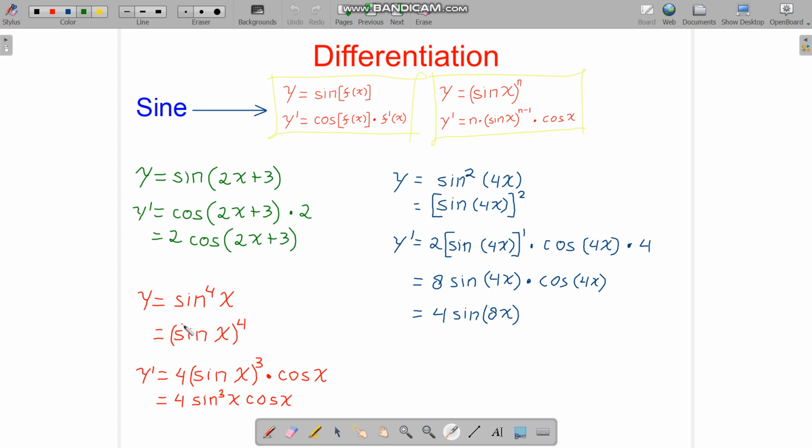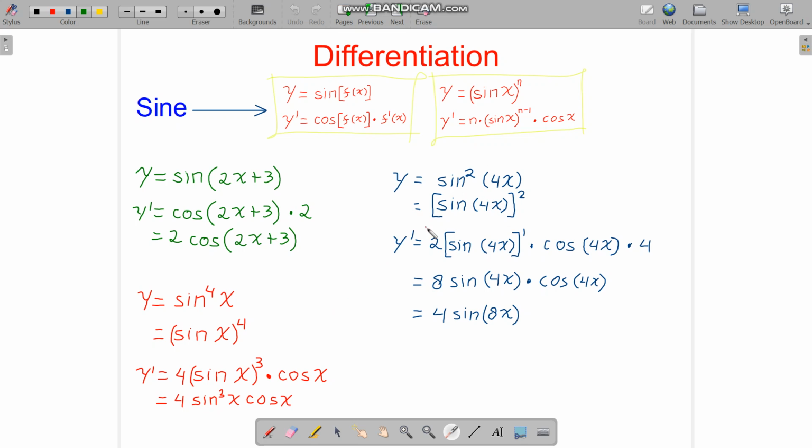And if y equals sine to the power of 4x, or sine x to the power of 4, the derivative is 4 times sine x to the power of 3 times the derivative of sine x, which is cos x, or 4 sine cubed x cos x.